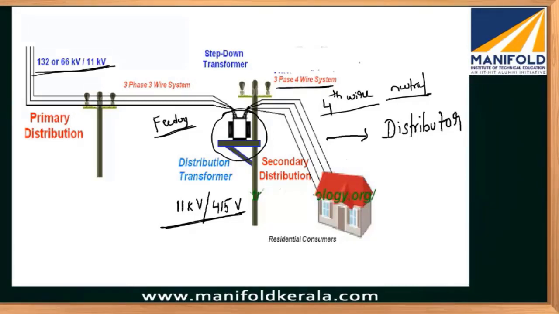The fourth conductor is required to supply power to the single phase customer. A single phase customer is supplied from one phase and one neutral. If it's a three-phase customer, then all three phases and neutral will supply power to the particular load or house. Understand? So this is a schematic diagram of the general power system network.